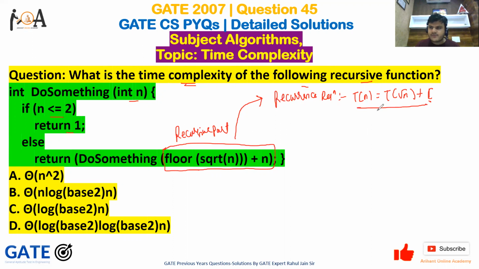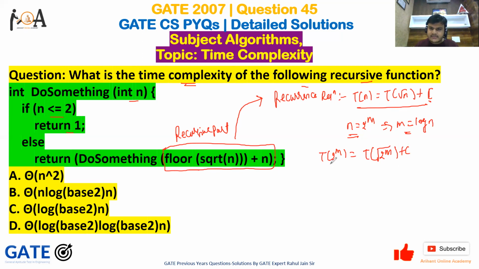Now, let n equal 2 to the power m. Because we want to solve it, this is the generalization form. For generalization, we can take any value of n. So I am assuming that n equals 2 to the power m. If I take log on both sides, m is log n, and I can write it like T(2 to the power m) equals T(under root of 2 to the power m) plus constant.